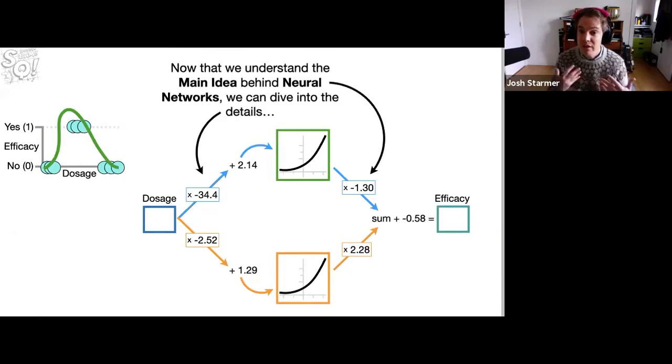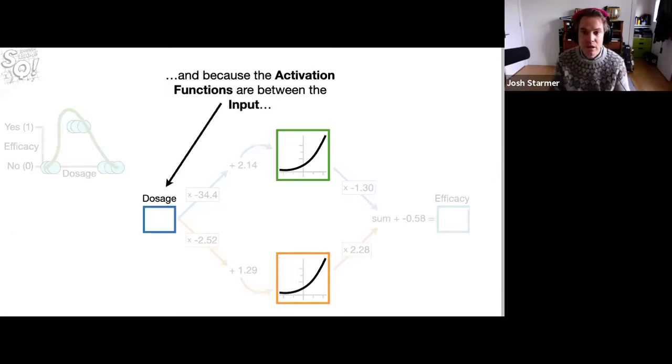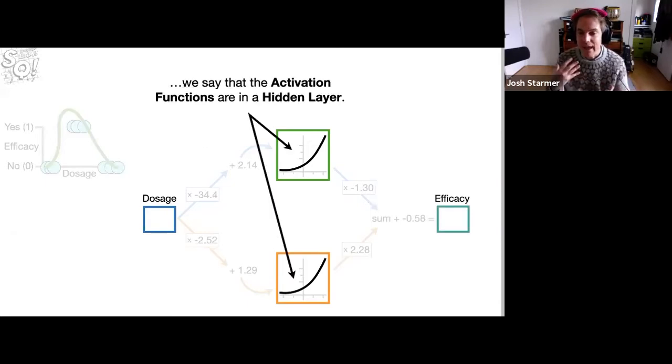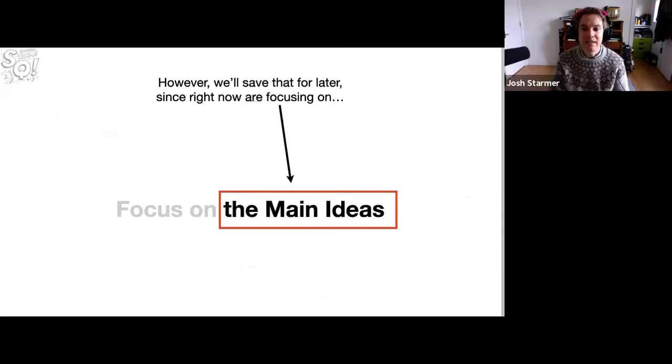Now that we understand the main ideas behind neural networks, we can start diving into the details. Like that these nonlinear functions are called activation functions. And because the activation functions are between the input and the output, we say that the activation functions are in a hidden layer. And there are lots of other details, but we can save them for later, since right now we're focusing on the main ideas.